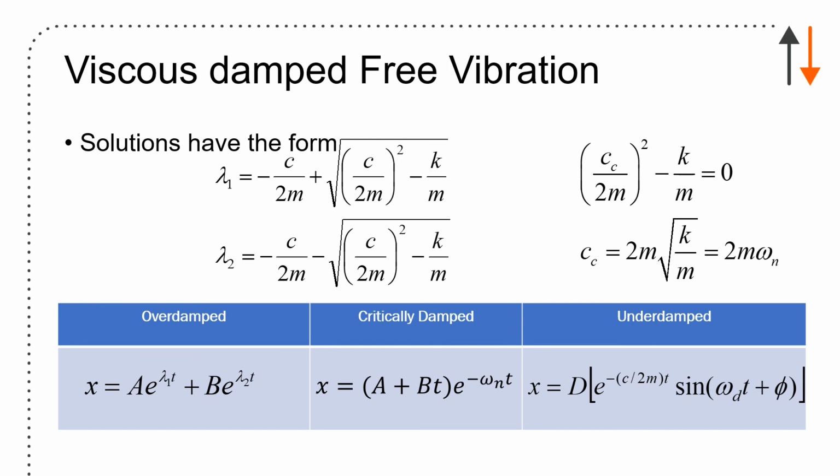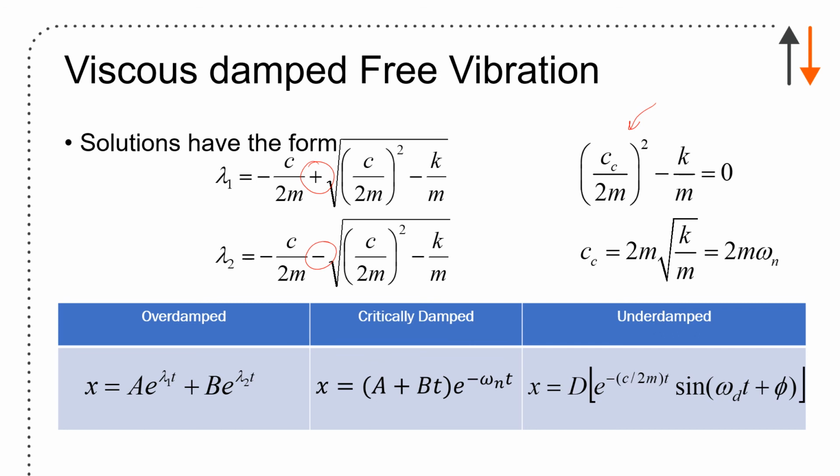The difference is the plus and minus right here. So just circle that term right here, and there. That's the only difference. The term underneath the square root is really important. C critical over 2m, squared, minus k over m equals 0 is critical damping.